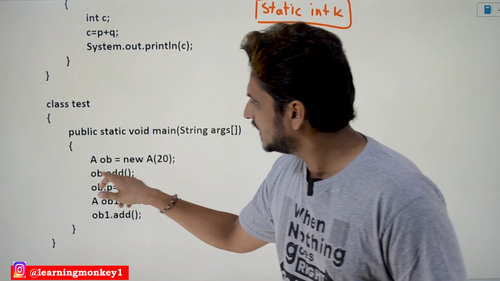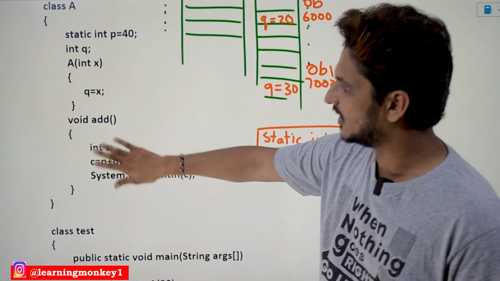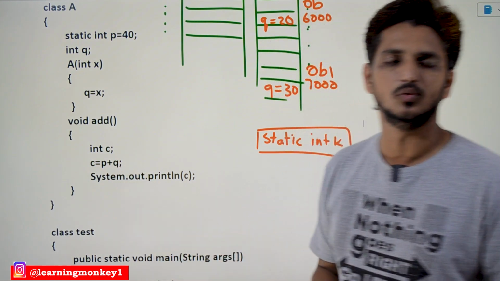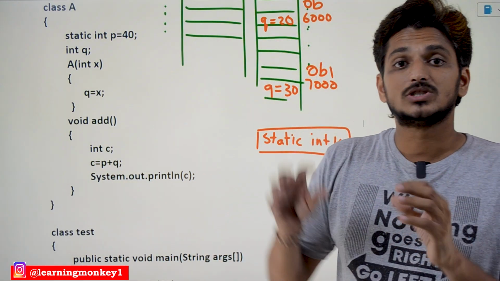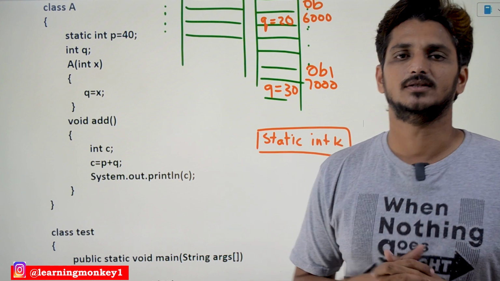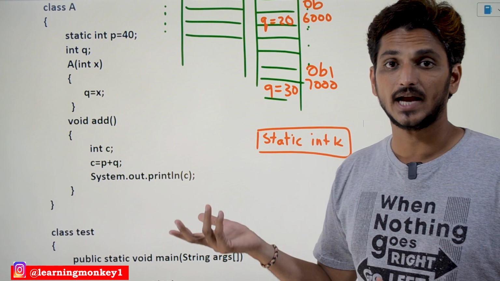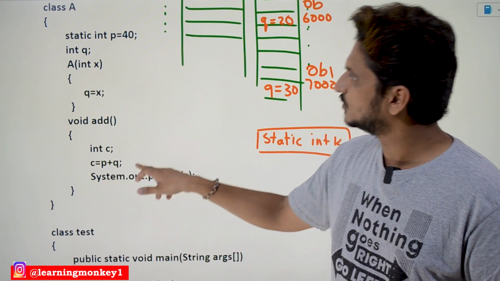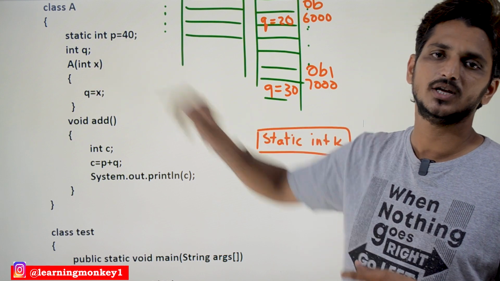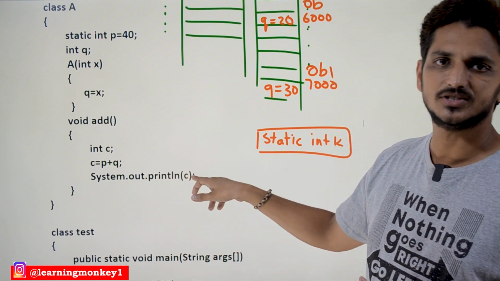So now OB.addOff. So we call the method addOff. So what it is going to do here? C is equal to P plus Q. So we can use static variables and instance variables in any of our methods. So P plus Q, what is the value of P? 40. What is the value of Q? 20. 40 plus 20, what is the value? 40 plus 20 is 60.